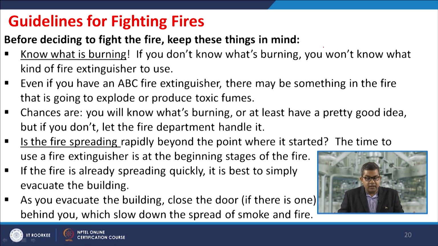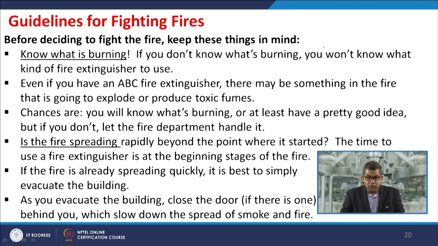Even if you have an ABC fire extinguisher, there may be something in the fire that is going to explode or produce toxic fumes. So, you are providing a remedy to one problem, thereby creating another problem, and toxic fumes are sometimes extremely dangerous. You cannot avoid their generation, because if fire takes place at a workplace, apart from the process, you may have other things like furniture, pens, papers, etc. These things may produce toxic vapors. So, be aware of these types of toxic fumes.